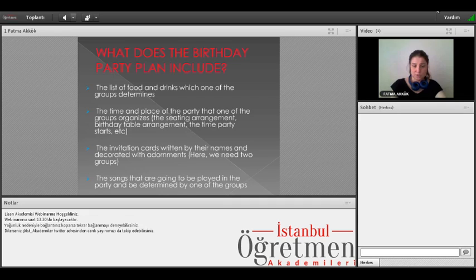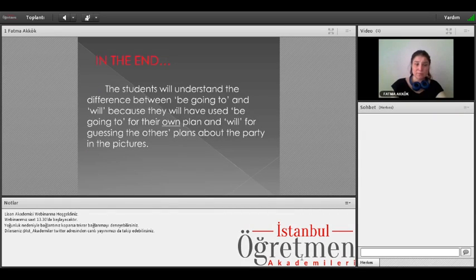In the end, my aim is that the students will understand the difference between be going to and will, because they will have used be going to for their own plan and will for guessing the others' plans about the party in the pictures.